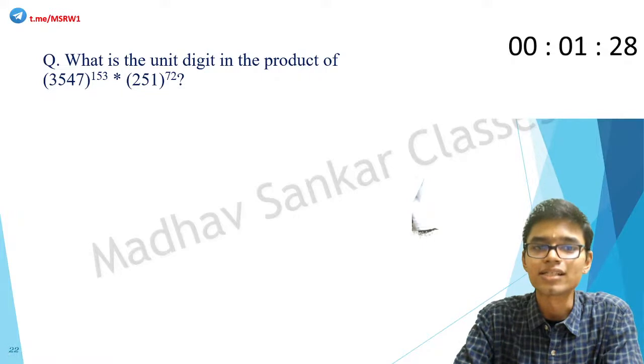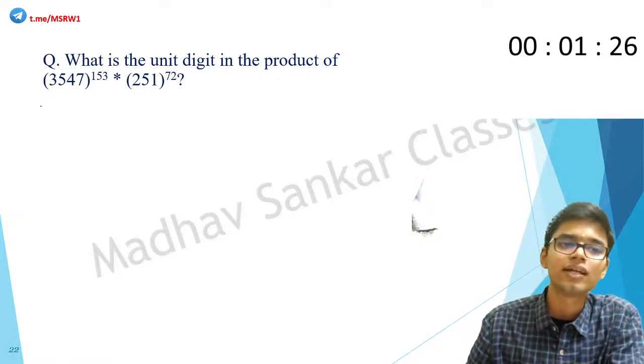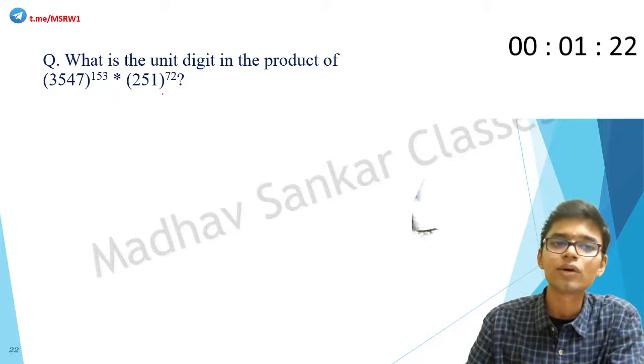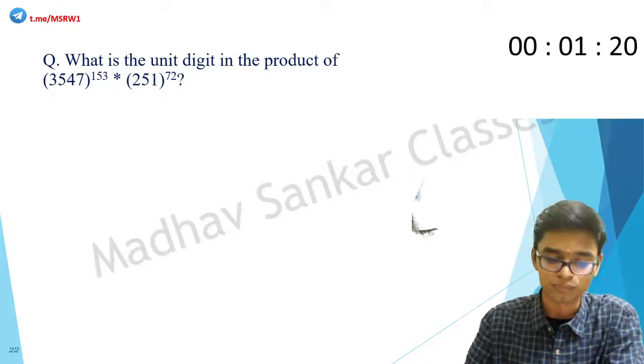What is the unit digit in the product of 3547 raised to 153 multiplied by 251 raised to 72?